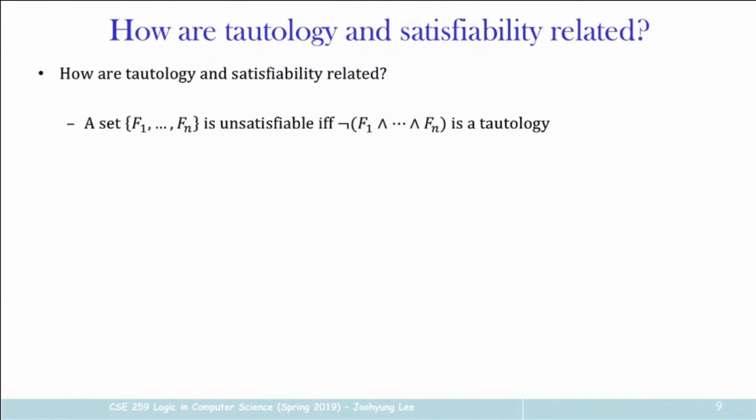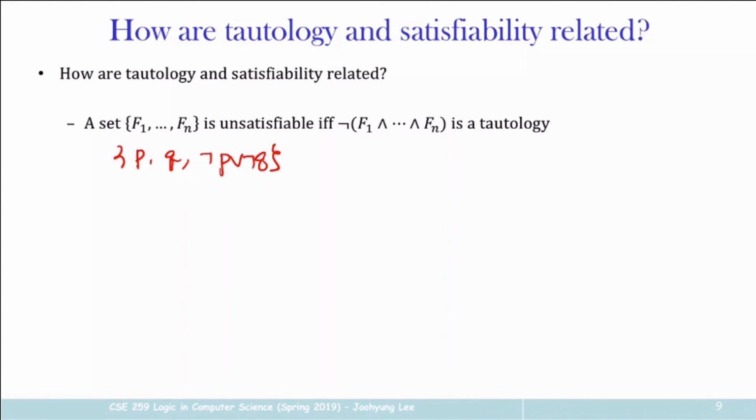Okay, so what is the relationship? A set is not satisfiable if and only if its negation is a tautology. Right? So when you say that set is unsatisfiable, that means there is no interpretation that satisfies all formulas here. Okay? So let's look at the example. Suppose you have P, Q, and not P or not Q. This set is not satisfiable, right? Because there's no interpretation that makes this to be true.